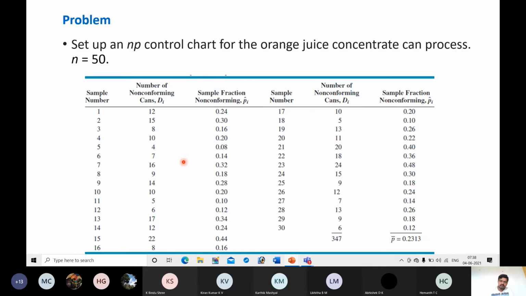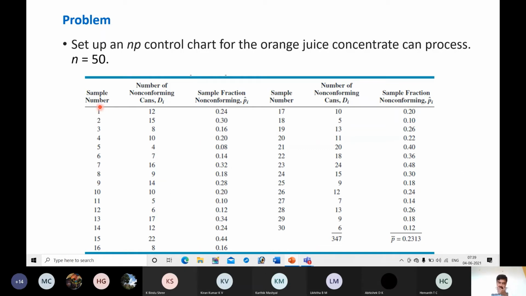So we consider a problem. Set up an NP control chart for the orange juice concentrate can process, with n equal to 50. In the previous class, for the P chart, we considered this example of orange juice concentrate cans, which are made from a cardboard sheet. If there is leakage, then the can is defective. That leakage may be because of the side seam or because of the seal at the bottom. We discussed that in the previous class.